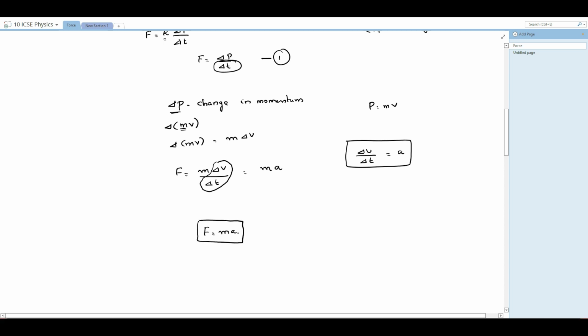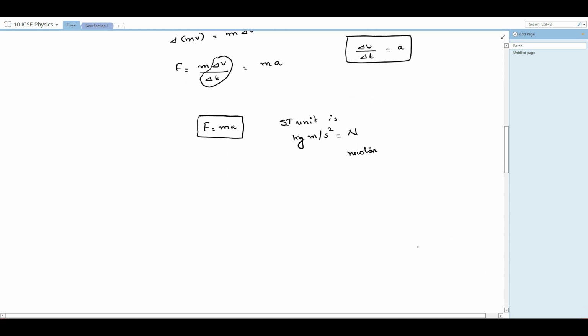And what is the SI unit of it? Mass times acceleration. From the equation we can write kilogram meter per second square, since a is meter per second square. This kilogram meter per second square we call by one name, Newton. So the SI unit of force is Newton, and it is represented by capital N.